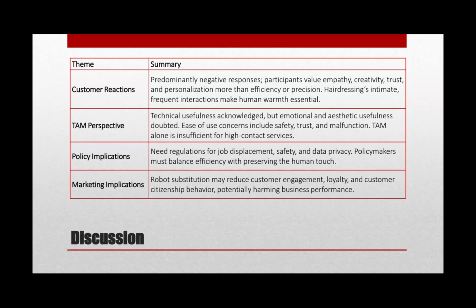Let's look at the policy implications. There is a need for regulation on job displacement, safety, and data privacy specifically. Policymakers must balance efficiency with preserving the human touch. Let's look at the marketing implications. Robot substitution may reduce customer engagement, loyalty, and customer citizenship behavior, potentially harming business performance according to this research and the results we got.